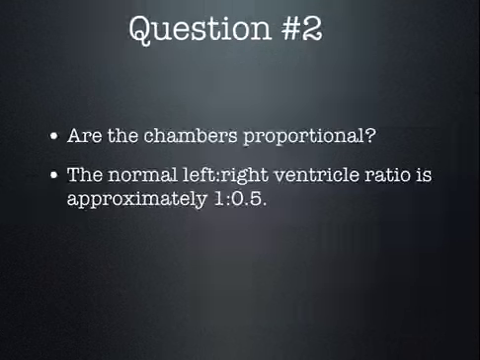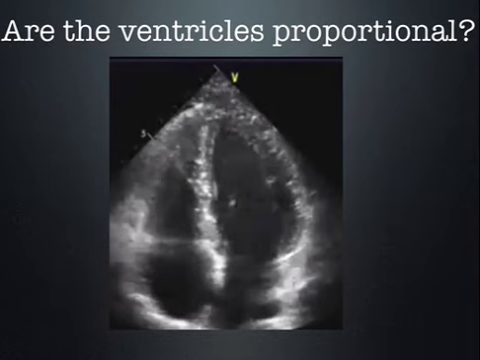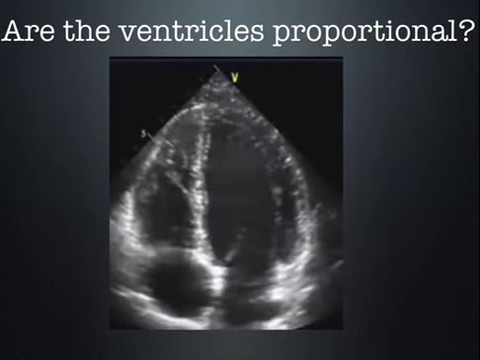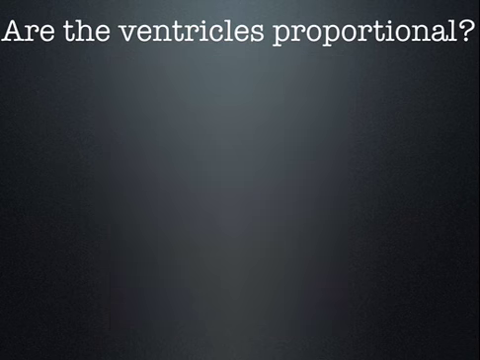Now, question 2, are the chambers proportional? The normal right ventricle is about half the size of the normal left ventricle. So this is normal. Right ventricle, half the size of the left ventricle. All right. Compare that with this one.